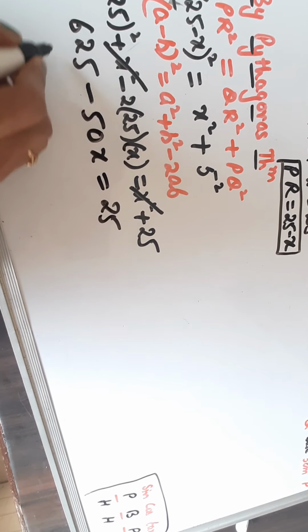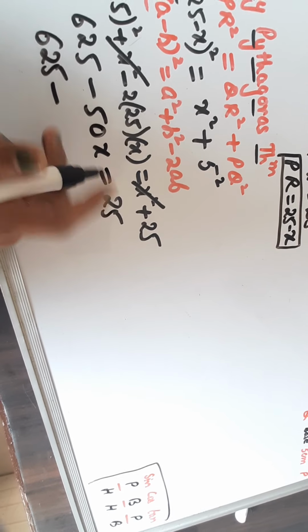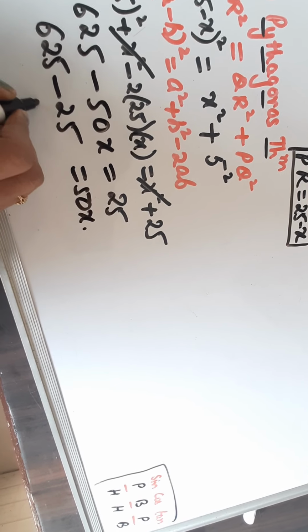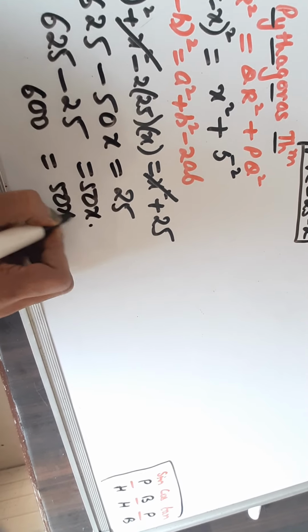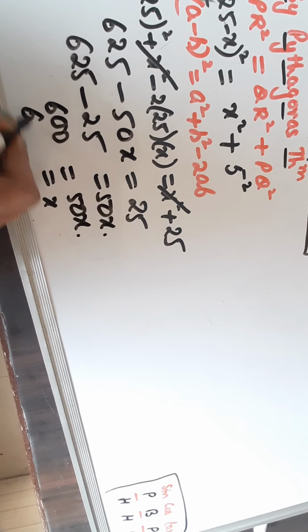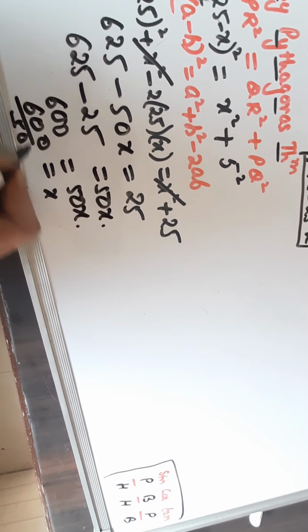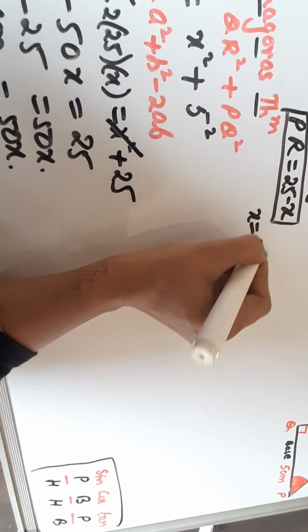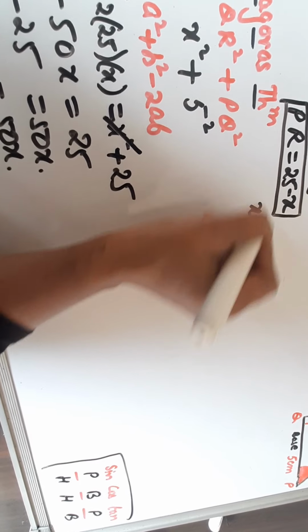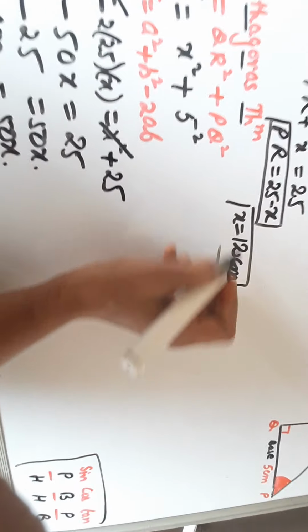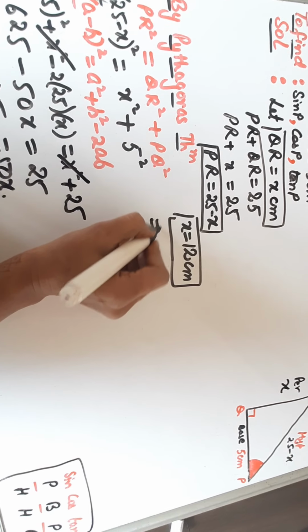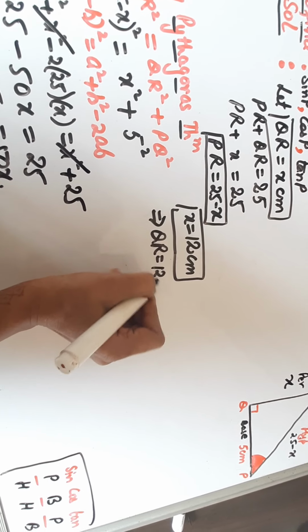Now collect the like terms. 625 is constant and minus 25, and let us take this 50x to other side. You will get 600 is equal to 50x and x is equal to 600 divided by 50. So from here you will get the value of x as 12 centimeter, right? 5 12s are 60. So now which side is considered as x? We have considered QR as x. So this implies QR is equal to 12 centimeter.